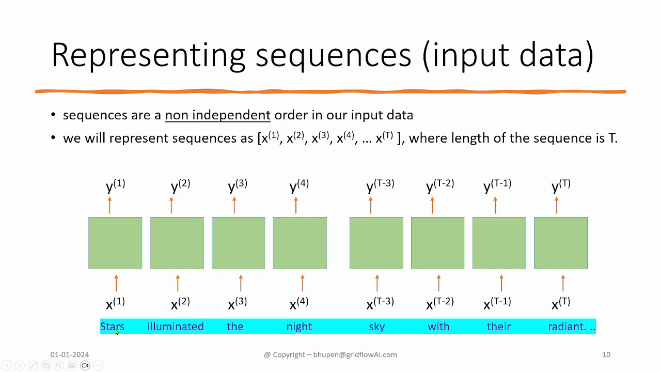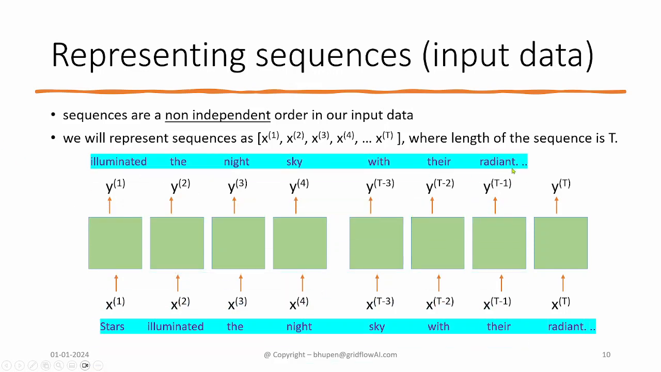So let's take a sentence. Stars illuminated the night sky with their radiance. So you see there is a temporal association between the tokens or between the words. And the output here y1 would be illuminated. Similarly, output y2 would be the, and the output y3 would be night. So you see here there is a non-independent nature of data. That's how we present the data for RNN.